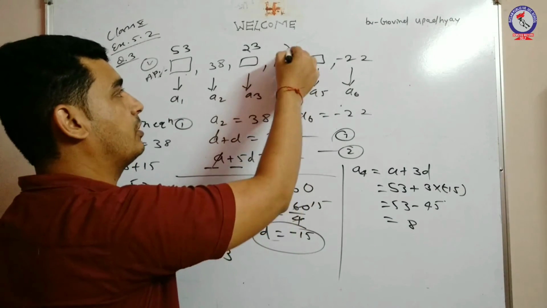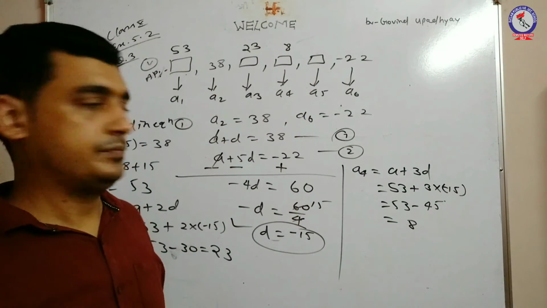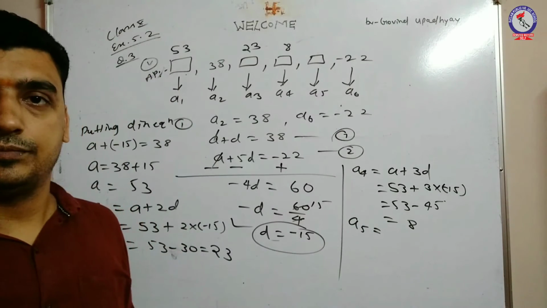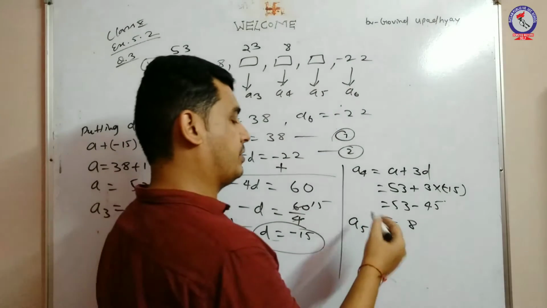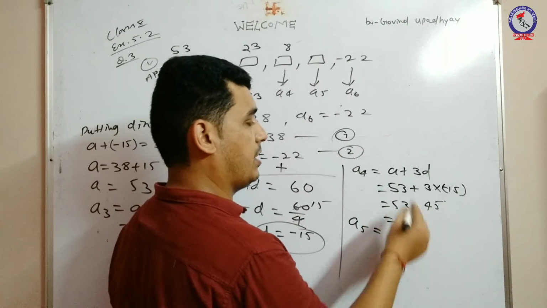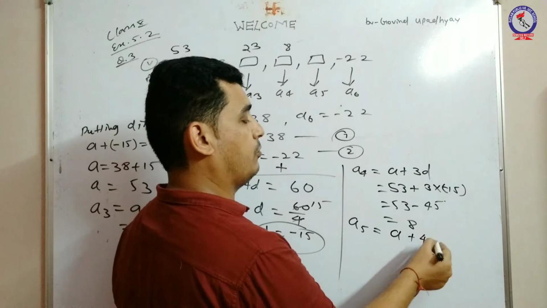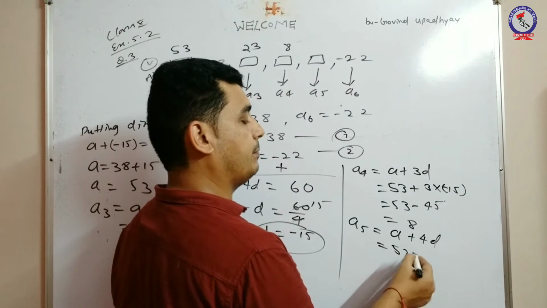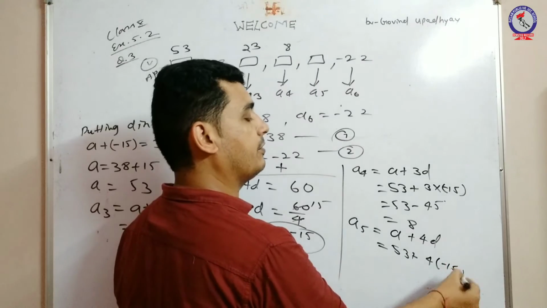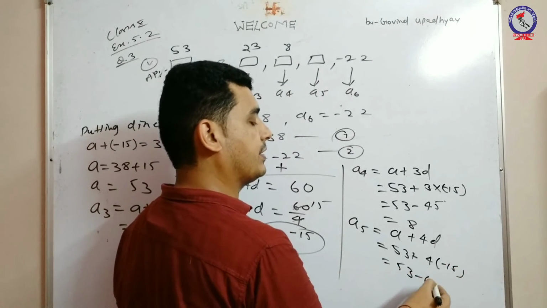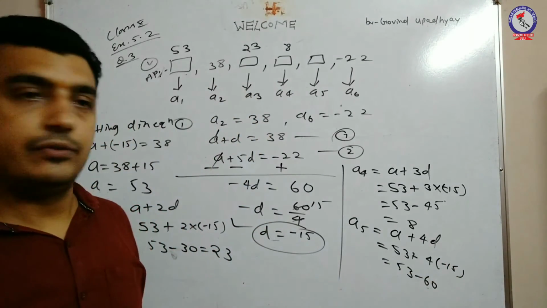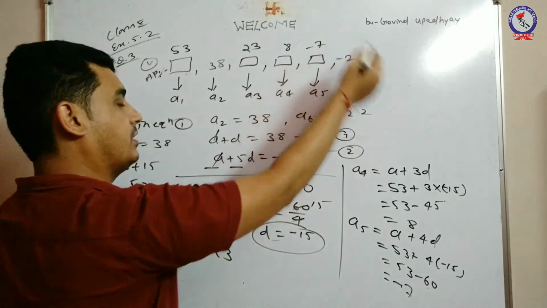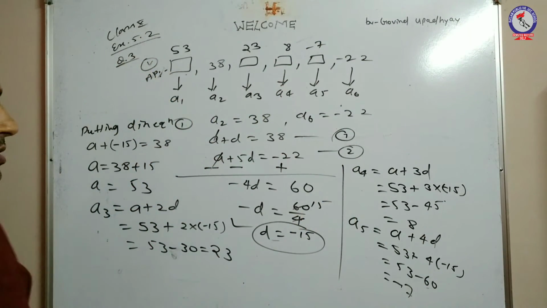So this term will be 8. Again, A5, the last. A5 will be A plus 4D. That is 53 plus 4 into minus 15, that is 53 minus 60. So minus 7. So these are the answers. I hope you understand the question.